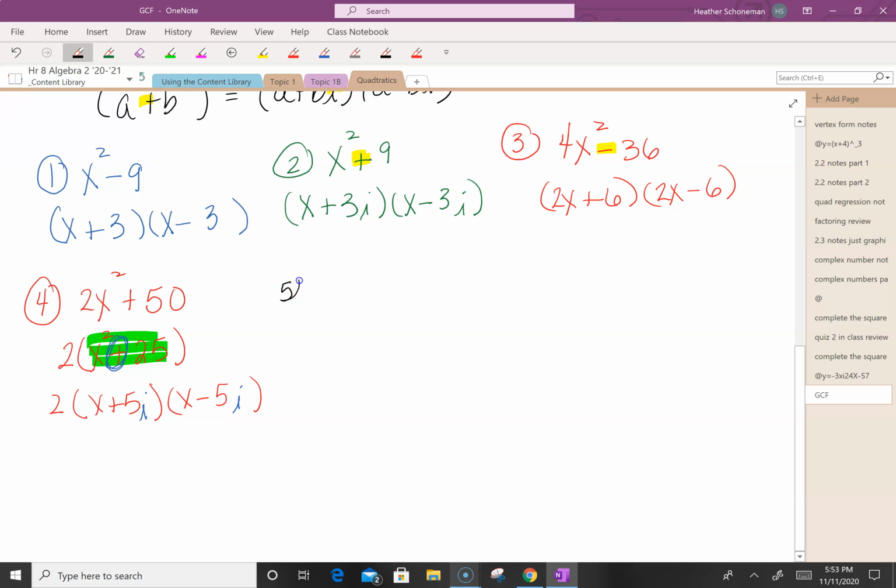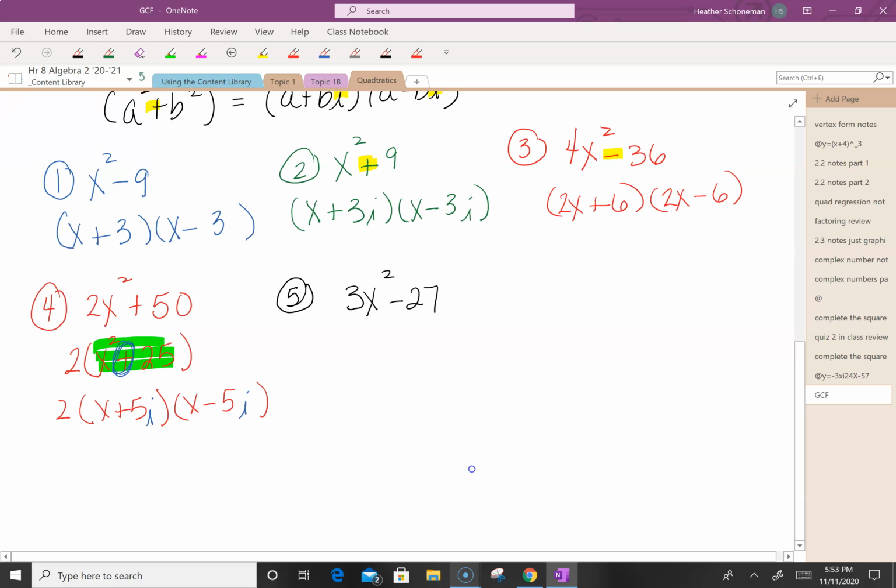Okay, let's look at this one. Number 5, we're going to do 3x squared minus 27. It's a binomial. Doesn't matter if it's plus or minus. I can't take the square root of any of that, so I'm going to look to see if there's a greatest common factor. There is. It's 3. 3x squared divided by 3 is x squared. 27 divided by 3 is 9.